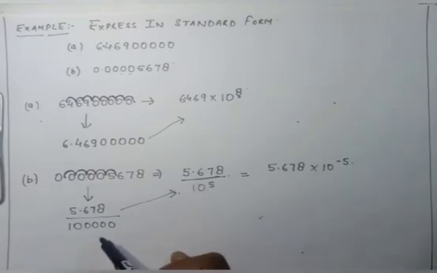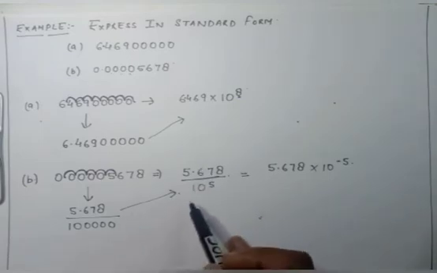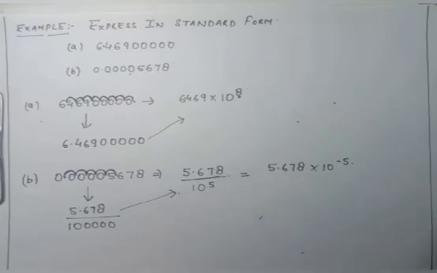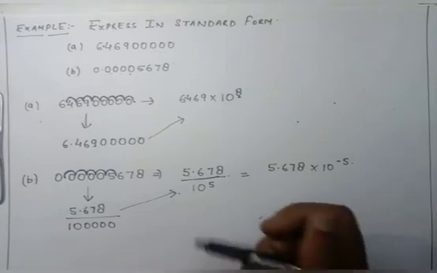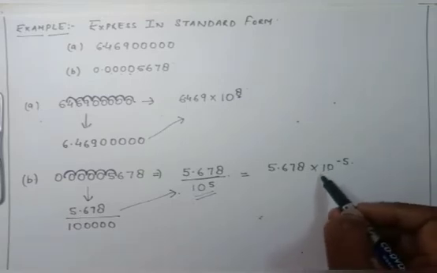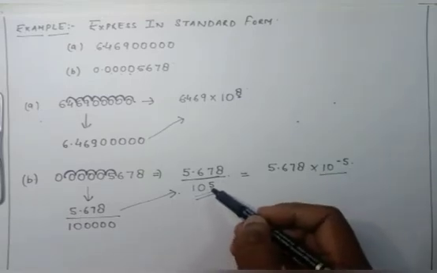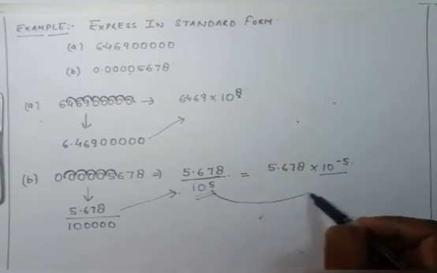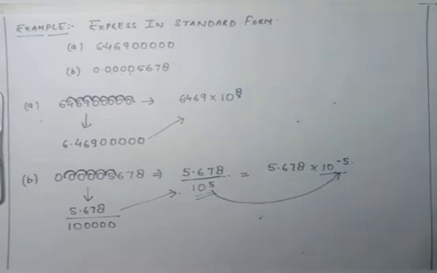Now it can be written as 10 to the power 5 in the denominator. Now if I am going to shift this 10 to the power 5 to the place of the numerator, over here the power is positive, and if I bring it up, it will become negative. So this is how you are going to write the given number in standard form when you shift a decimal from right to left or from left to right.